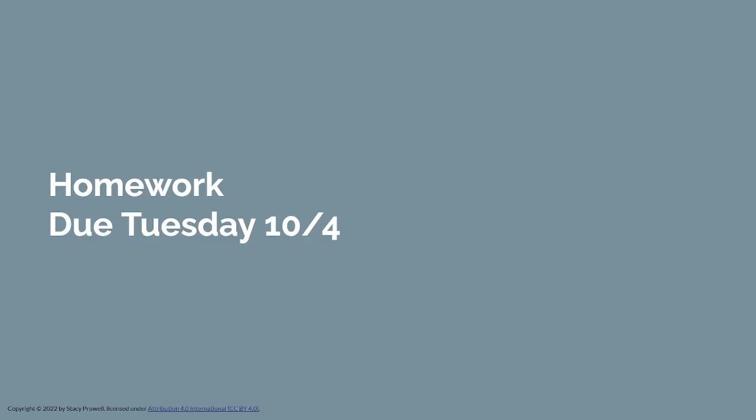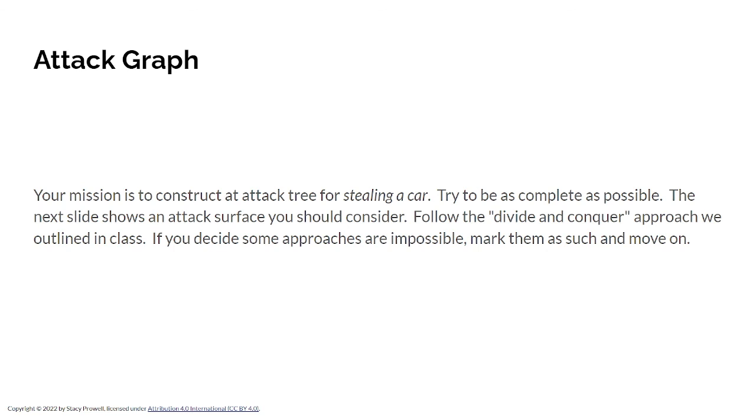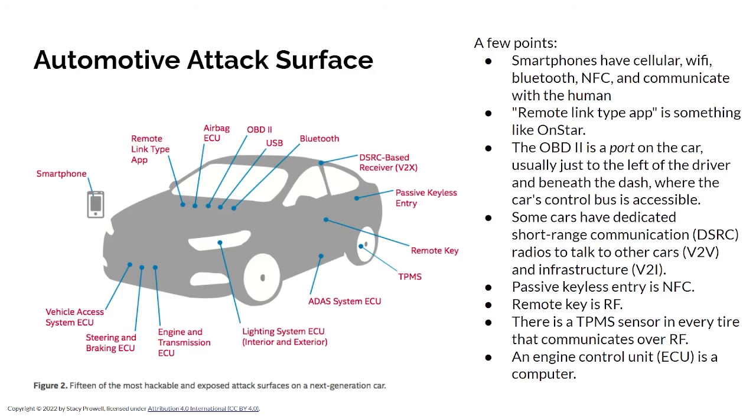There's new homework. The homework is to construct an attack tree for stealing a car. So your goal up at the very top of your tree is steal a car. It can be a particular car if you want. I want you to try to be as complete as possible. The next slide is going to show you an attack surface. You've seen it before. I want you to follow the divide and conquer approach we have in the class. If you decide some approaches are impossible, just mark them as impossible and move on. I did simplify the attack model a bit.